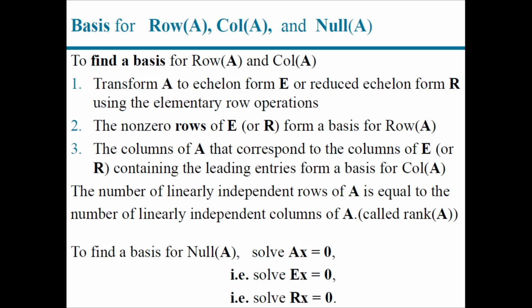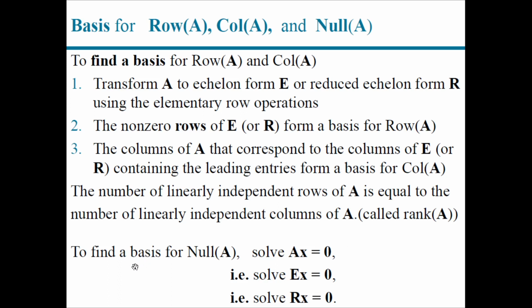So that's a little bit more complicated than the basis for the row space, because here we need to get our echelon form and then locate the columns containing leading entries. The corresponding columns of A will form a basis for the column space of A. We will see a couple of examples for that. So that's not complicated, but more involved than the row space.